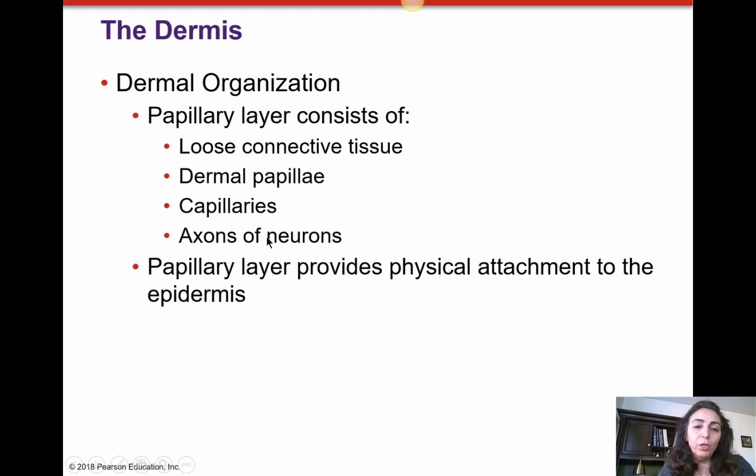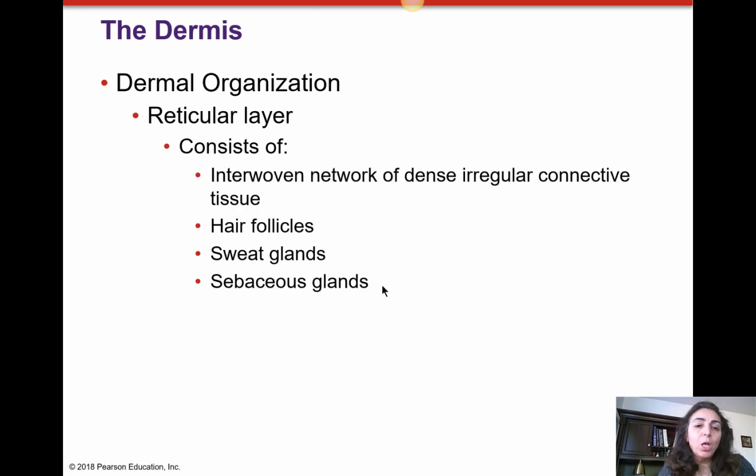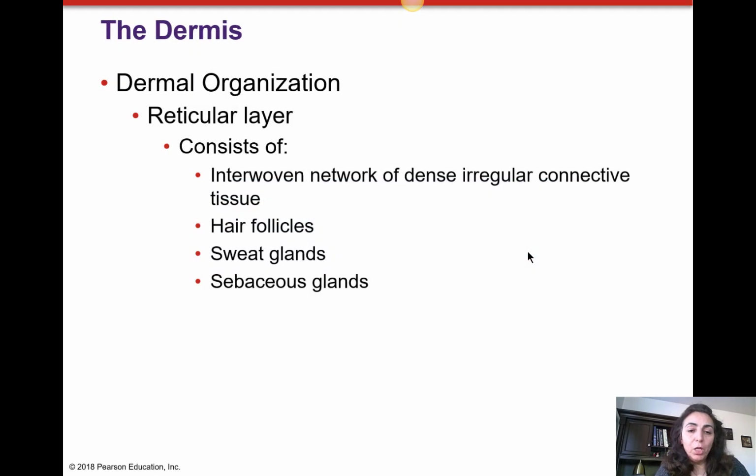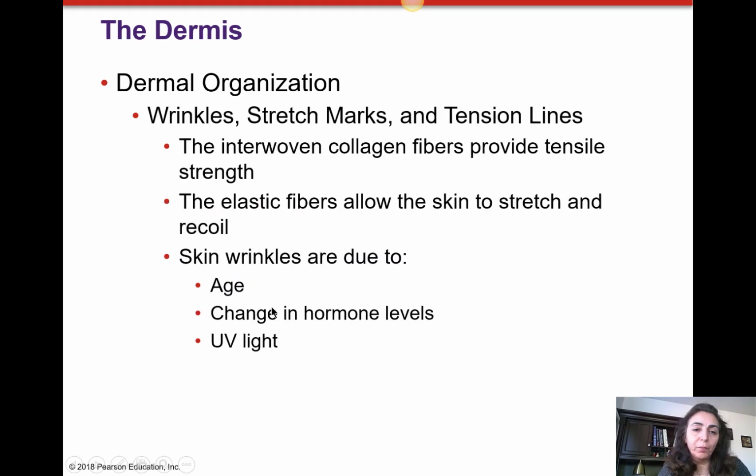And some axons of the neurons are located in this layer. The papillary layer provides physical attachment to the epidermis, right? The reticular layer consists of an interwoven network of dense irregular connective tissue. That's the part that under the microscope you saw as the broken glass. And then they have hair follicles, sweat glands, and sebaceous glands too.